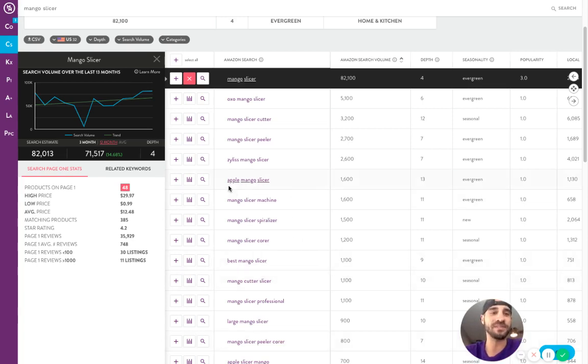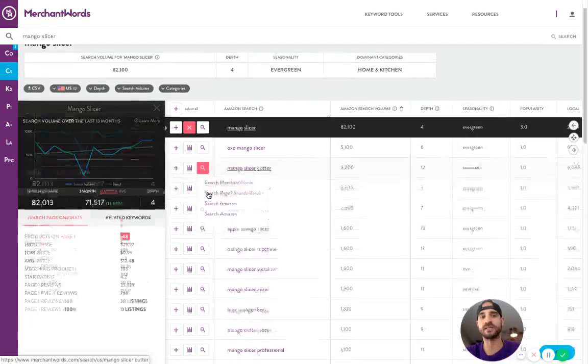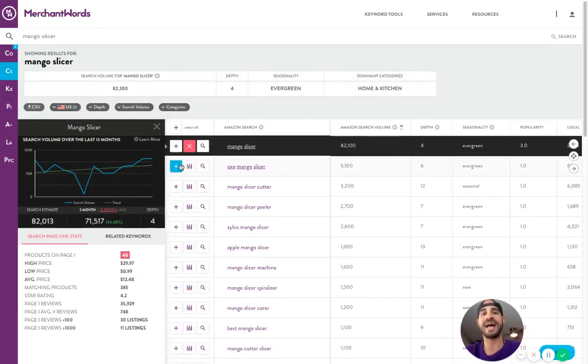All right. So anyways, let's take a deep dive into our keyword history analysis panel. To access it, you want to go ahead and click on our bar graph icon right here. You can also do the same thing within ASIN Plus. The bar graph icon will be there as well. In this case, I have it open under Mango Slicer.